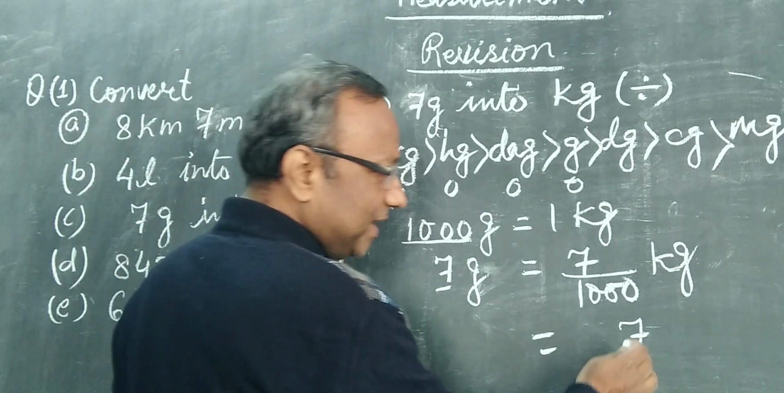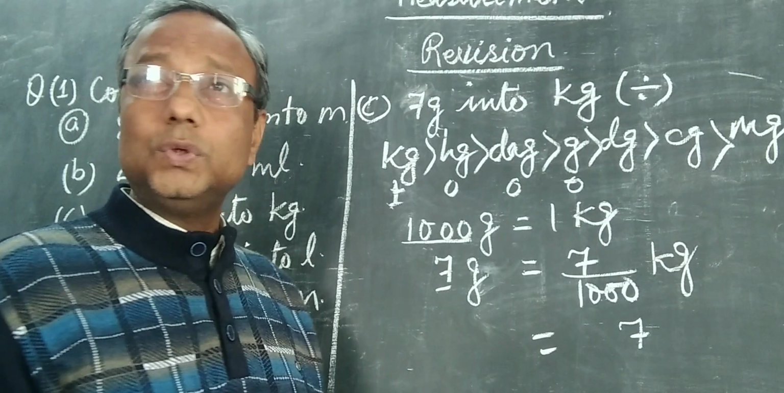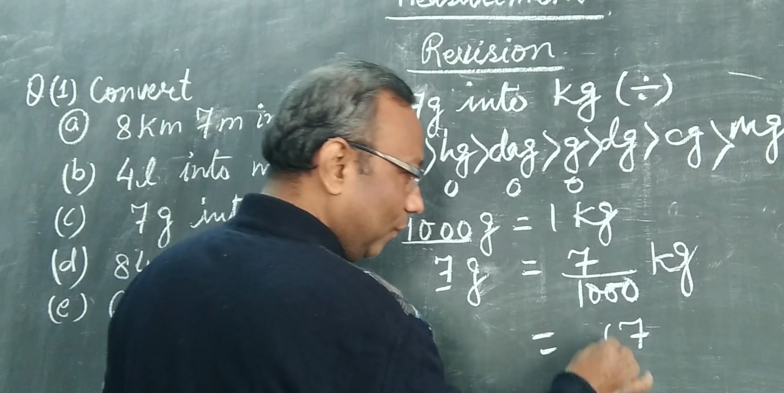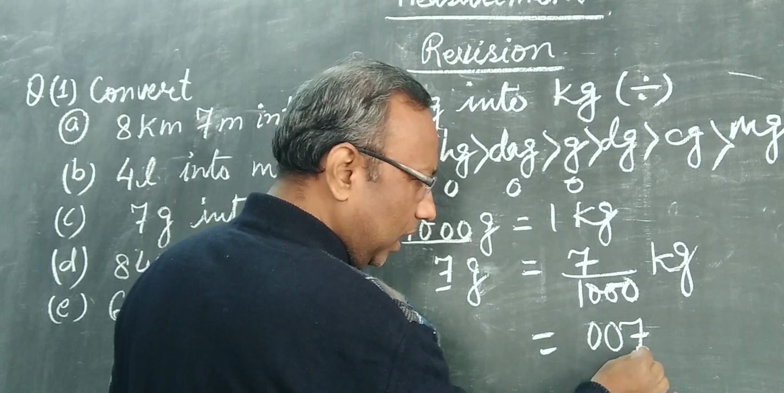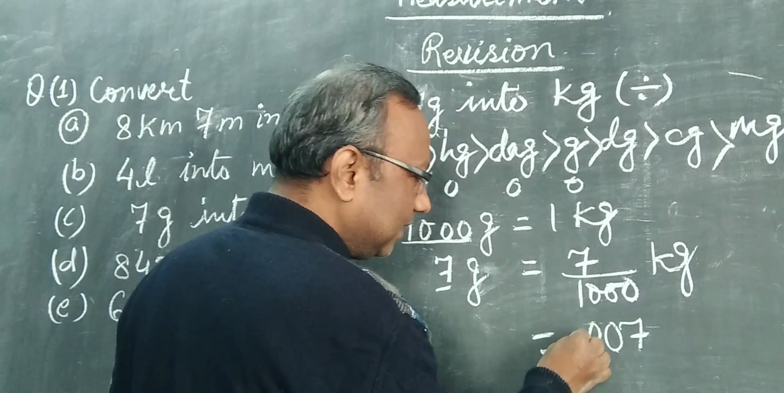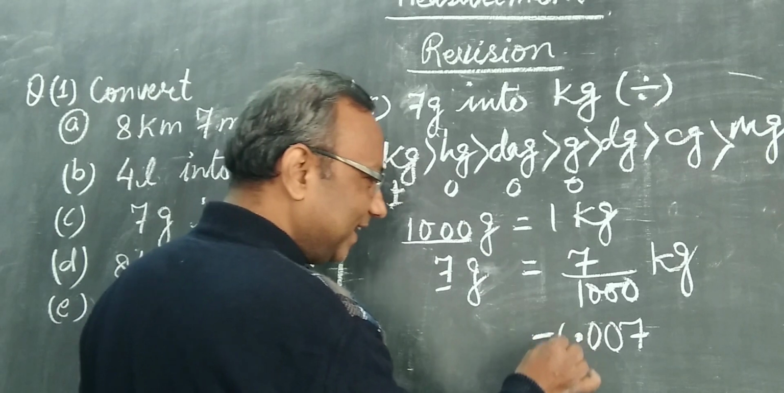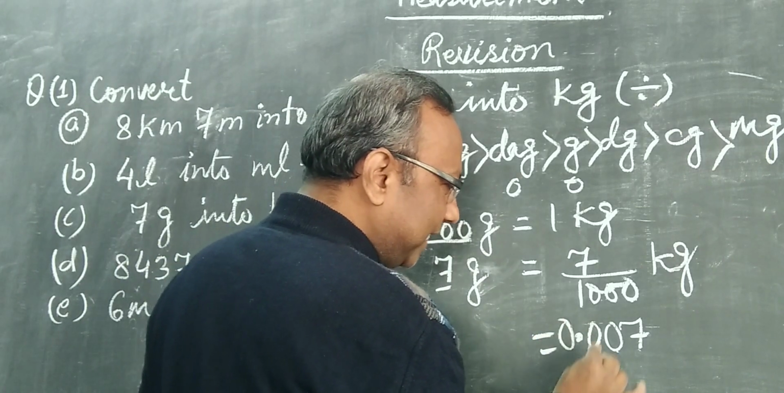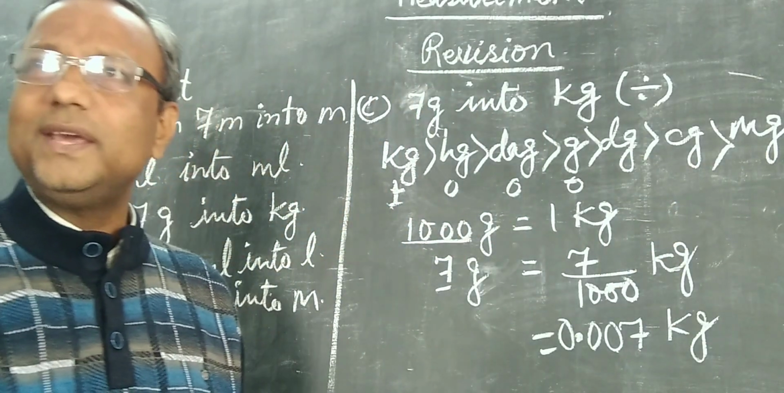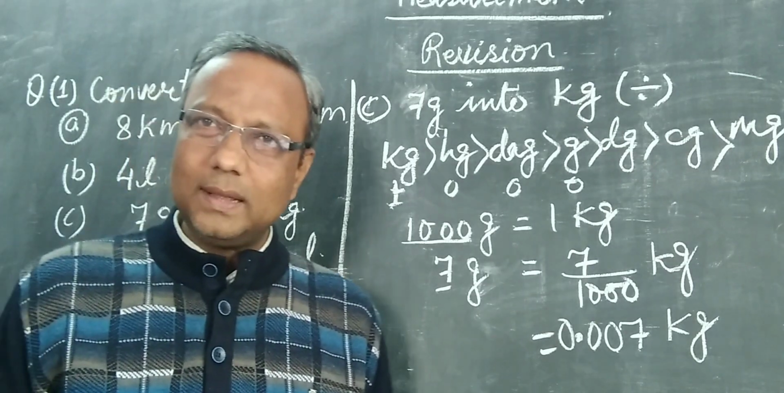But in the numerator there is a single digit, single place. So what have to do? We will put 2 zeros. 1, 2, 1, 2, 3. Now there are 3 places. Then we put the decimal, and in the whole part we put 0. So 0.007 kg. It's kg, kilogram. Yes, it's simple. Is there any problem? No, sir.